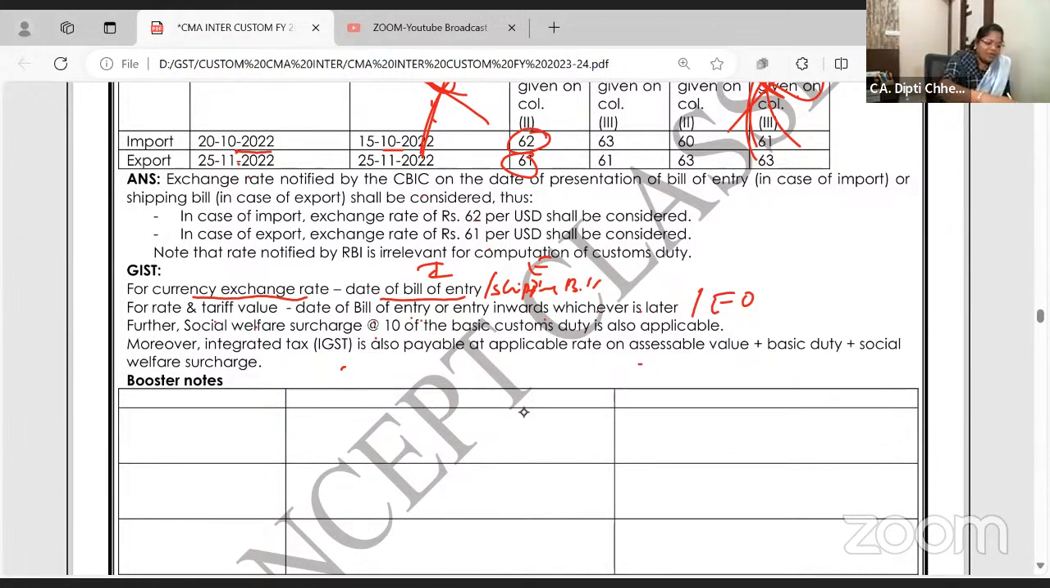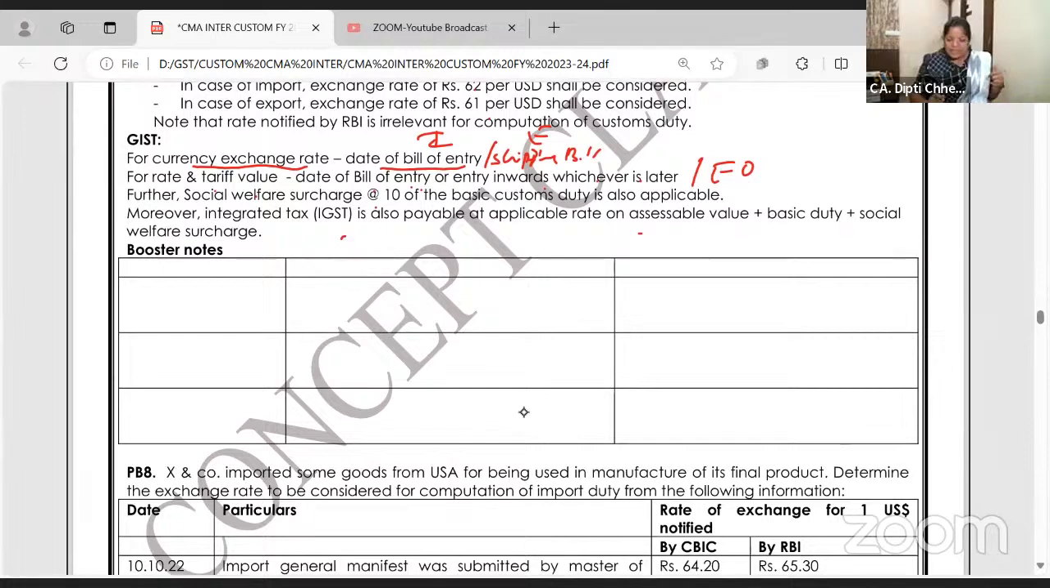This sheet I have already given, in your Telegram group. Shall we write the gist here so that we learn it? Right here, booster notes, you have to write. And if you're not having the sheet, write it in the notebook. This will help you to score super well in your MCQs. Can we just complete writing this and then I will solve your doubts if you have any?